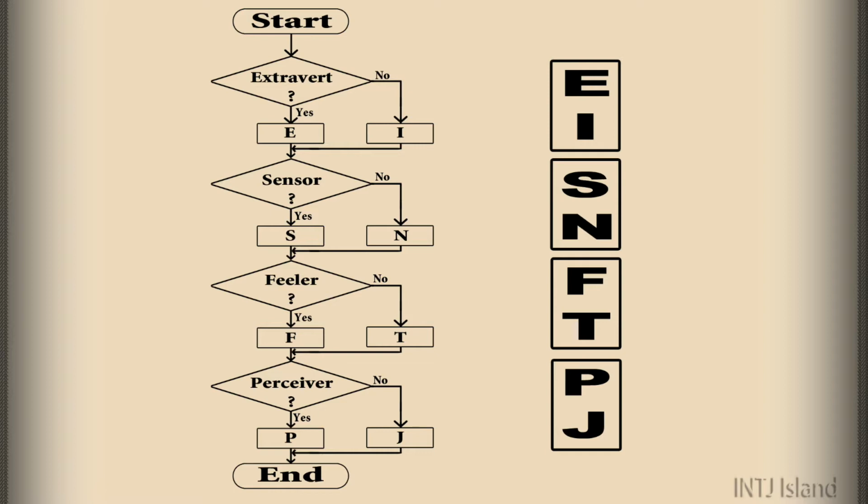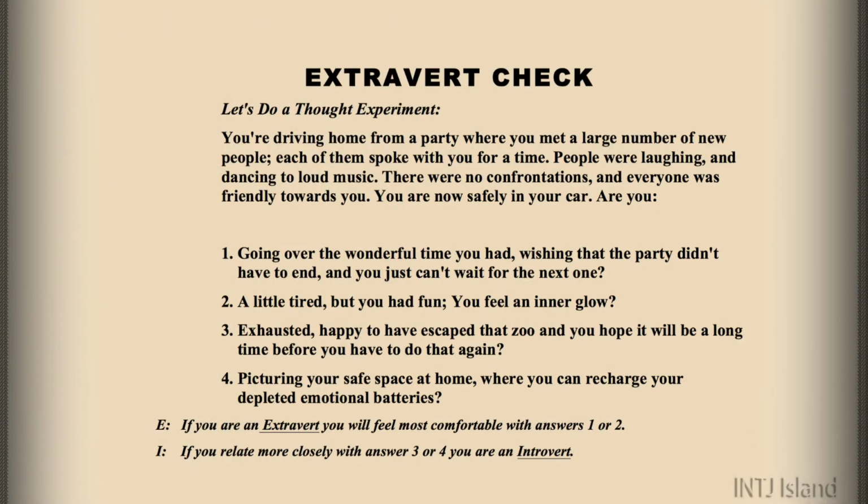To the right, you will see a box with an E and an I. The answer to the question will tell you which of these 2 letters applies. If you answer yes to the question, the first letter is an E. Otherwise, the first letter will be an I. But how do you know if you are extroverted or not? You run through an extrovert check.